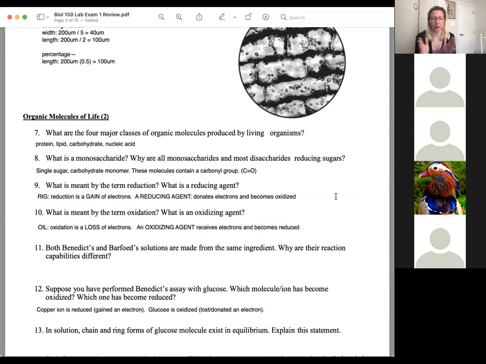I know it's very confusing at first. It's hard to keep straight. But just think of it this way: if the word agent is in the phrase, then the agent is performing that action. So a reducing agent is allowing this other molecule to be reduced. It's allowing this other molecule to gain electrons, and it's because that reducing agent has given up those electrons.